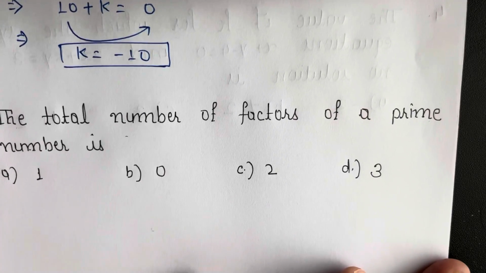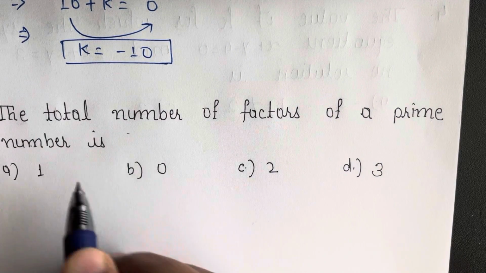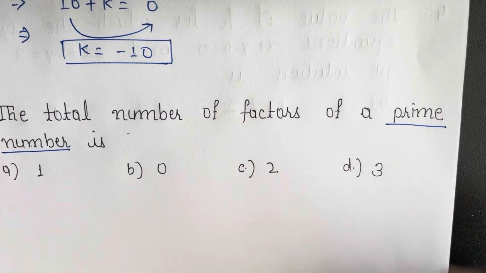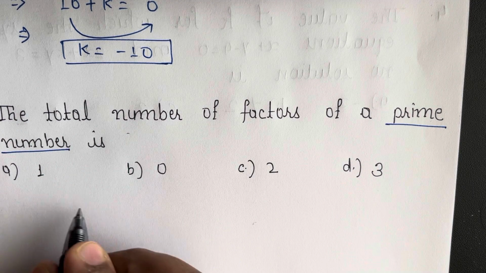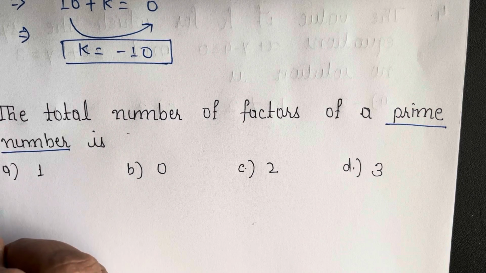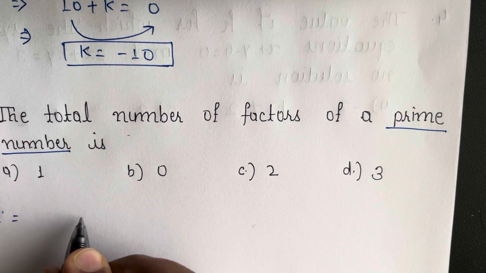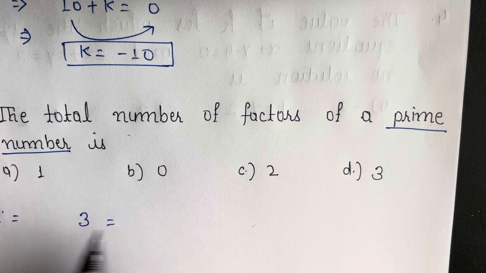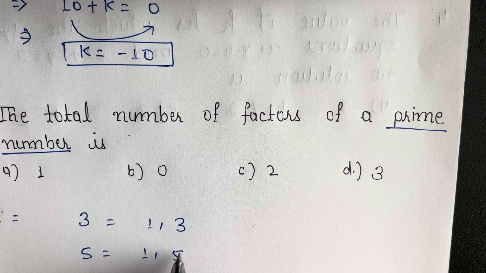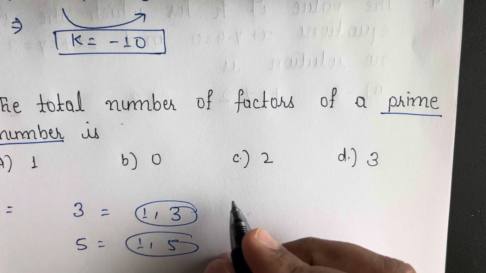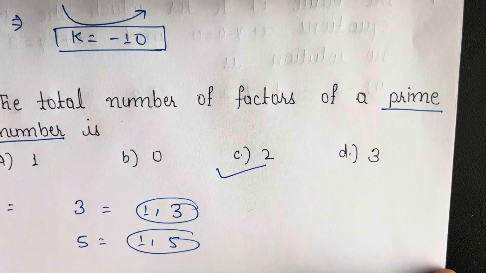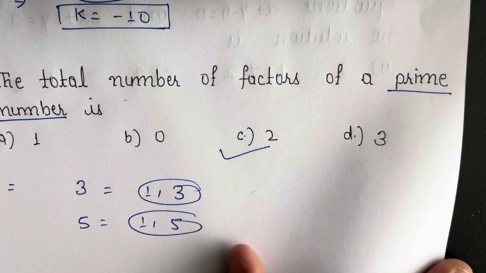Okay, moving to the second one, the total number of factors of a prime number. You know the definition of a prime number: a number is divisible by 1 or itself. So you can take an example of any prime number. For example, if you take 3, what will be the factors? 1 and 3. For 5, 1 and 5. So in each case you have how many factors? 2. So the total number of factors will be 2, right?